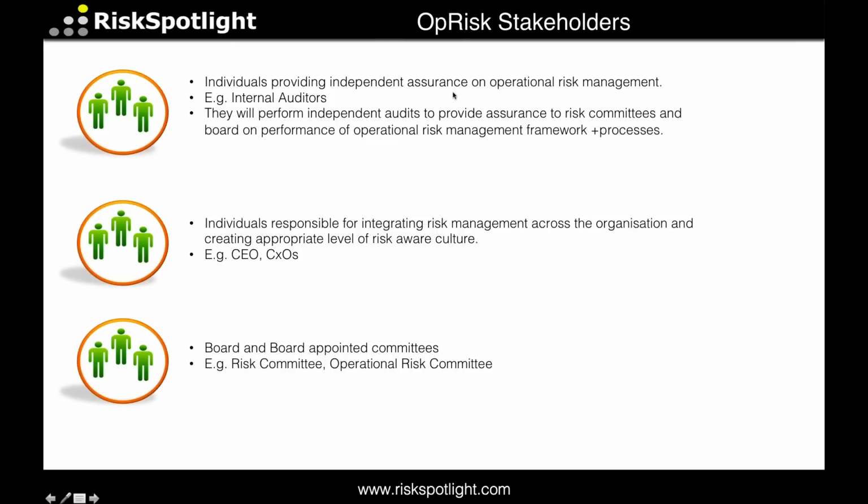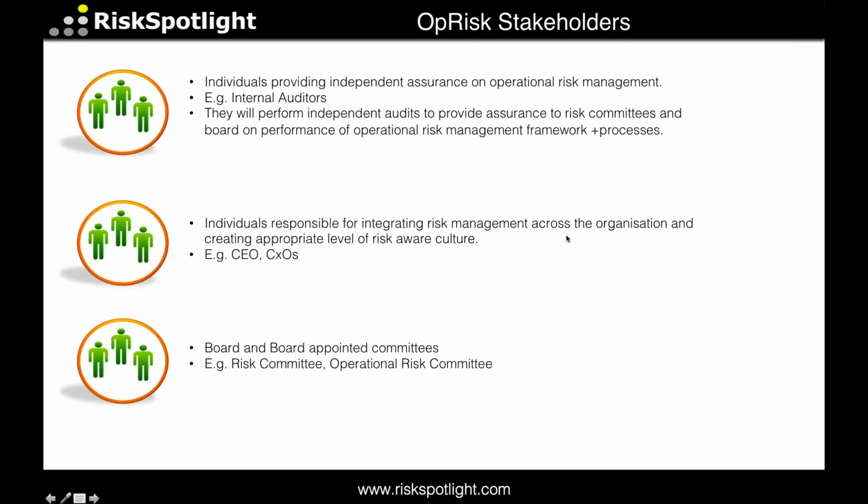So it's again something which is in transition. And then the last group of stakeholders is individuals who have to provide independent assurance that we are managing operational risk correctly in our organization. That's typically the internal auditors. They need to give that independent assurance that everything is being managed correctly, and that there are no weaknesses in the way we are managing operational risk.